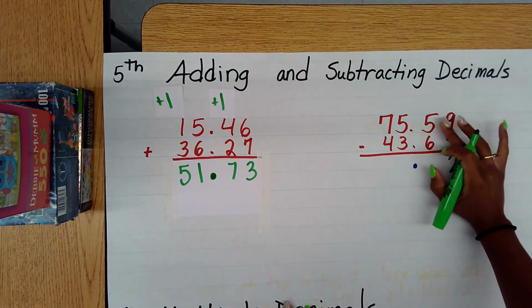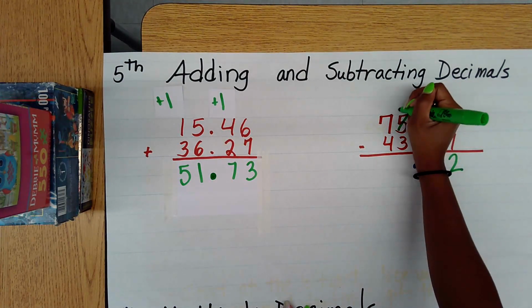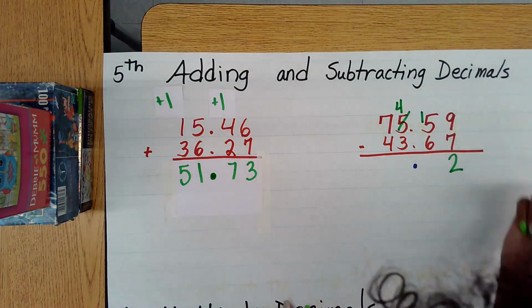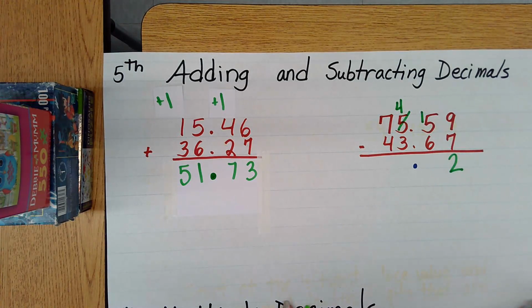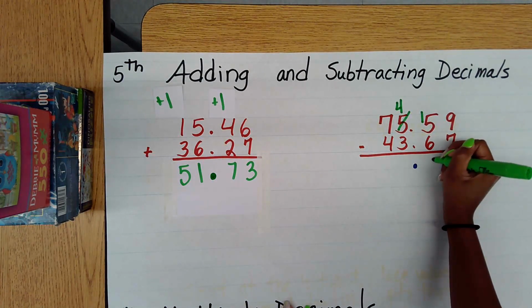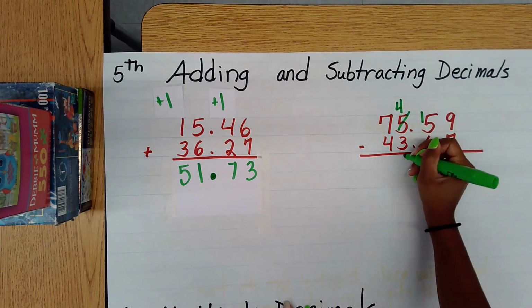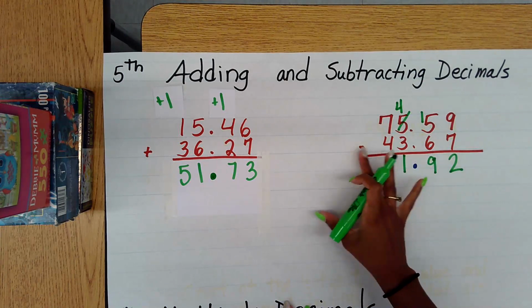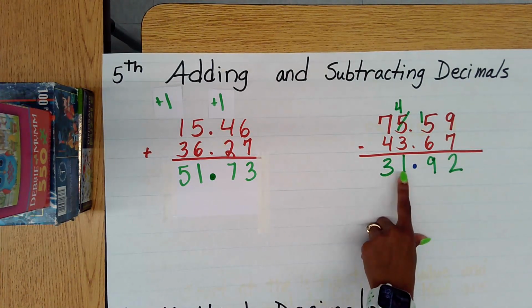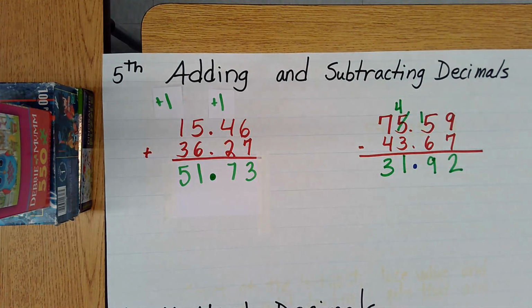I can't take 6 away from 5, so I need to go to the next place value and borrow. So this 5 is going to turn into a 4, and this 5 is going to turn into a 15. So 15 minus 6 gives me 9. 4 minus 3 gives me 1. And 7 minus 4 gives me 3. The final answer is 31 and 92 hundredths.